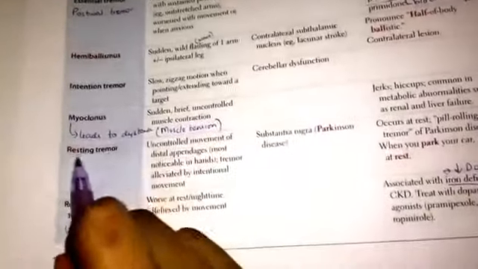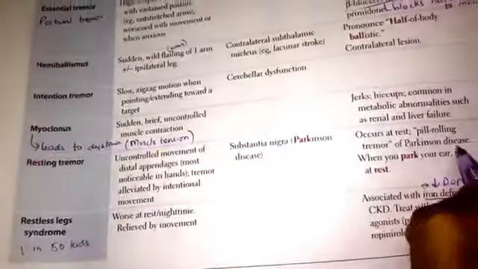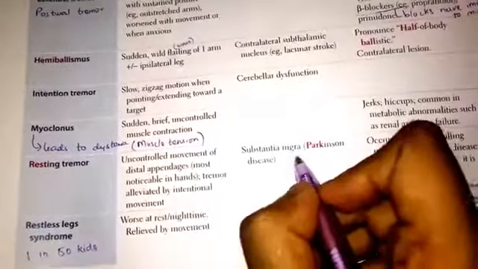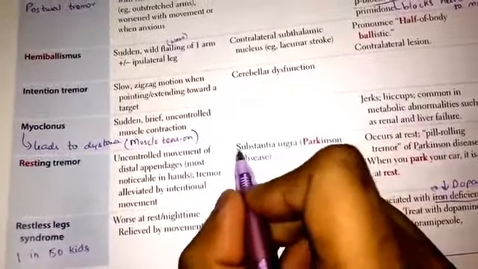And then resting tremor. Resting tremor is one of the main symptoms of Parkinson's disease. It occurs at rest and it is also called pill rolling tremor. As you know, Parkinson's disease happens when there is decreased dopamine because there is a lesion in substantia nigra. So uncontrolled movement of distal appendages, especially the hands, tremor alleviated by intentional movement.